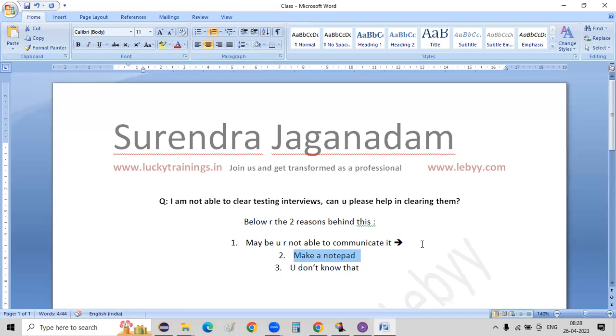The point here is, till today, assume that I have given 10 interviews. So I should have a document which has all the 10 interview questions and all the 10 interview answers. And whenever I attend the 11th interview, if someone asks any of those questions, I shouldn't skip it. I should explain it in a proper way. That's the hard work you need to put in.